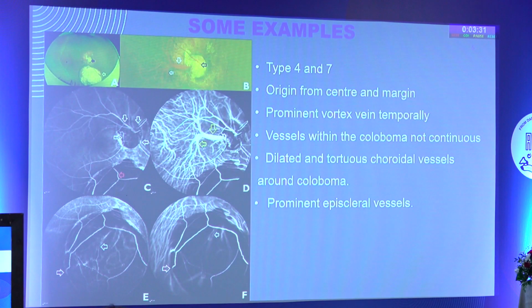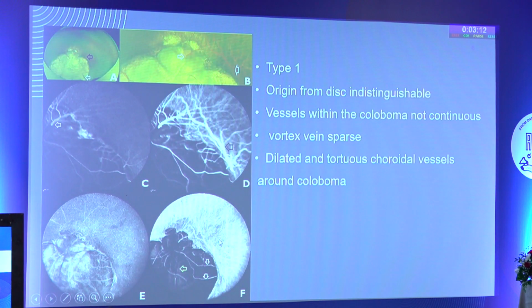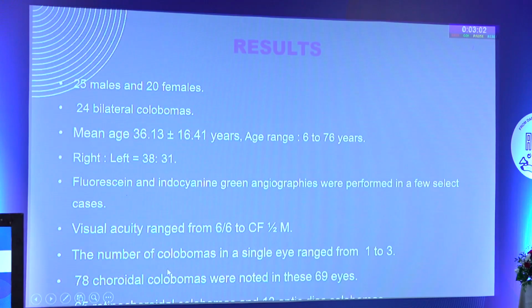So these are some examples. This patient has type 4 and type 7 coloboma, and we can see that the vessels are arising from the disc margin. There is this dilated vortex vein and choroidal vessels. The continuity of these retinal vessels in the coloboma is not traced, and we can see the dilated episcleral vessels on ICG. This is another example of type 1 coloboma. The disc is not distinguished very well, and we can see the dilated choroidal vessels. The course is not very good, and we can see these episcleral vessels.